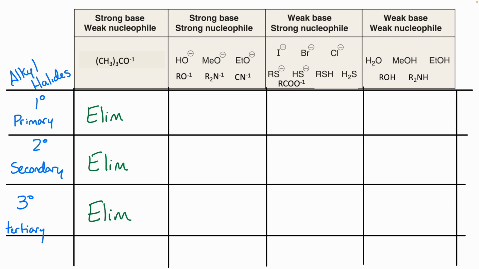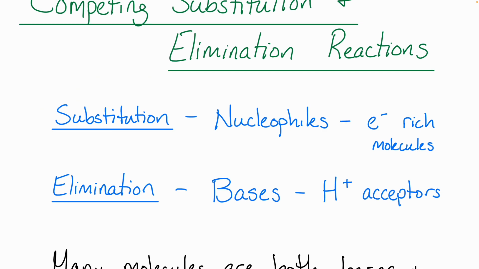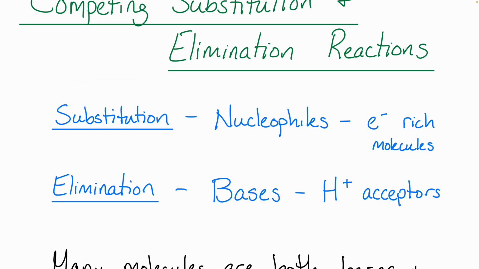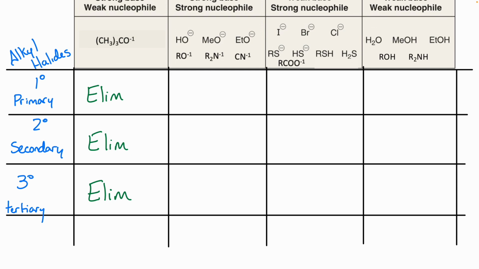And then let's go to the other extreme here, our weak bases and our strong nucleophiles. If something is a crappy base but a good nucleophile, what do we think that's going to prefer? Substitution. So again, good nucleophile, crappy base, we're going to see substitution reactions.